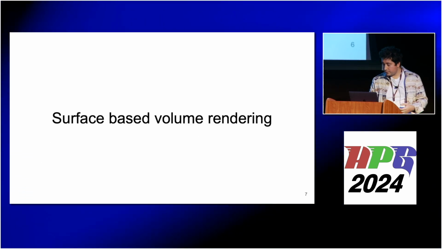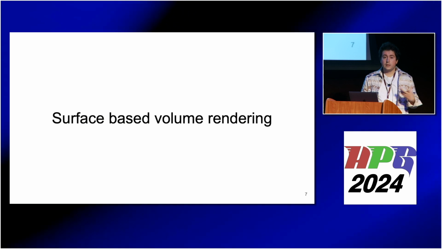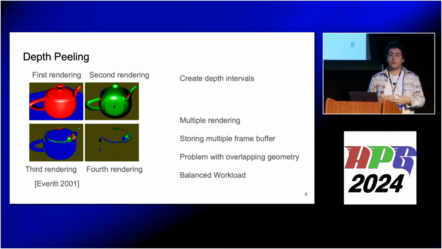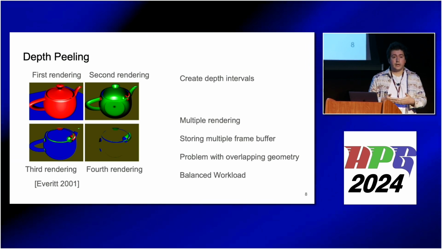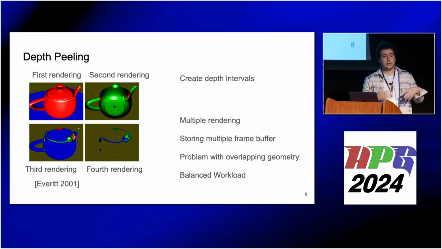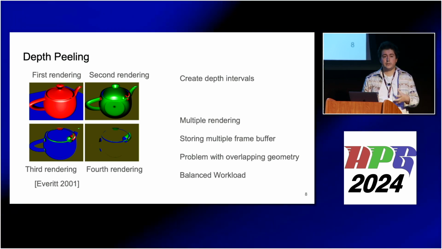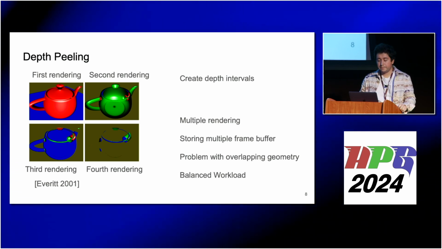One other type of method I wanted to look at is surface-based volume rendering. By that I mean all the peeling approaches. Basically you render your scene multiple times, and each time you store the fragment you first meet, and then you do it once again by ignoring the fragments you already met. It helps you create depth intervals that you can reuse afterward to do your volume rendering.